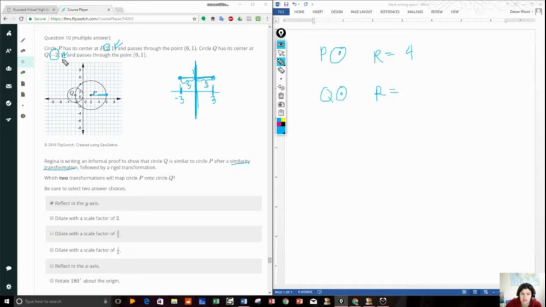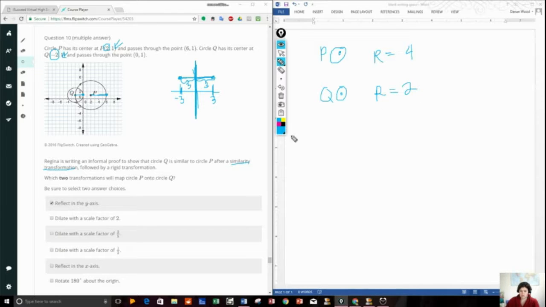And then for circle Q, the radius is equal to, let's see, it says that it has its center at (-2, 1) and passes through the point (0, 1). So 0, 1, and that's on the outer edge of its circle. So then let's count from its center, 1, 2. It's 2 units.